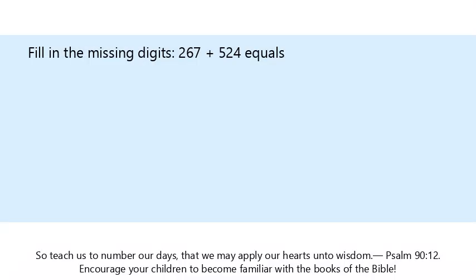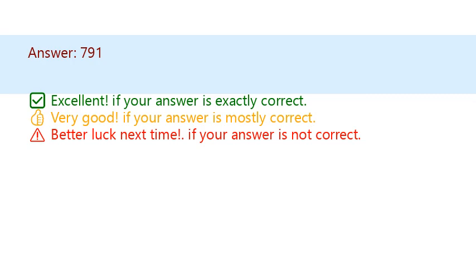Fill in the missing digits. 267 plus 524 equals. Answer: 791.